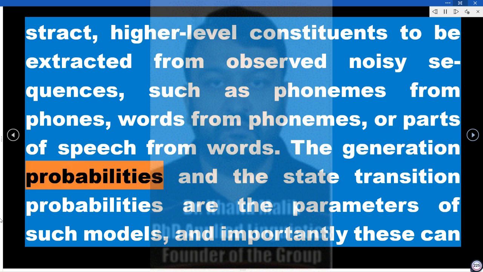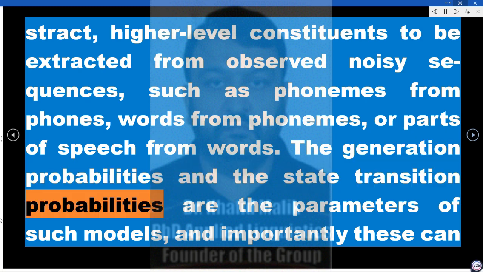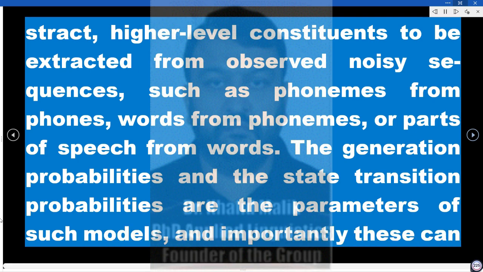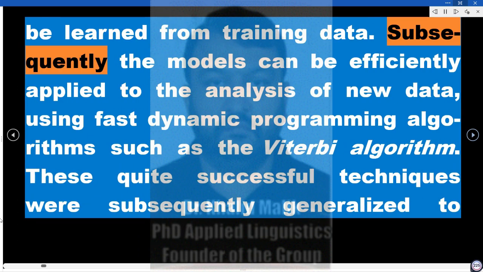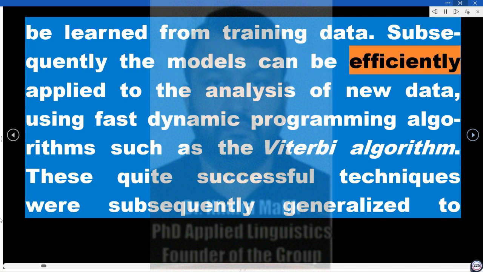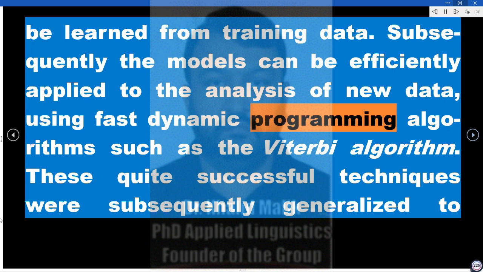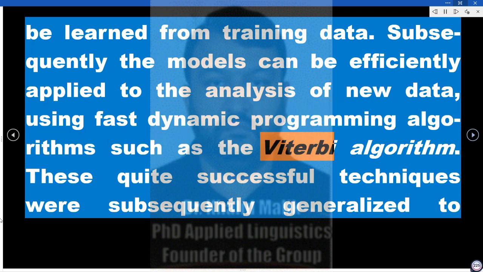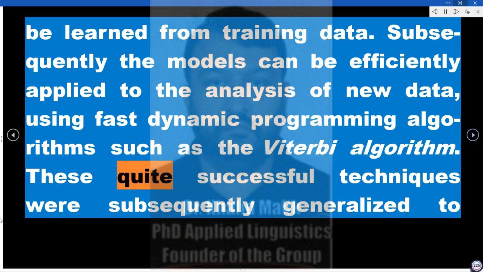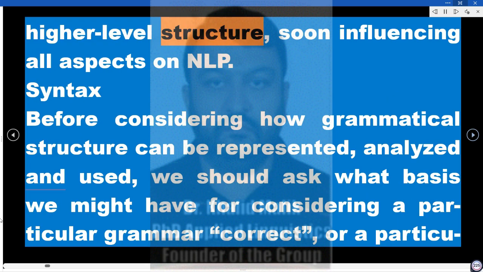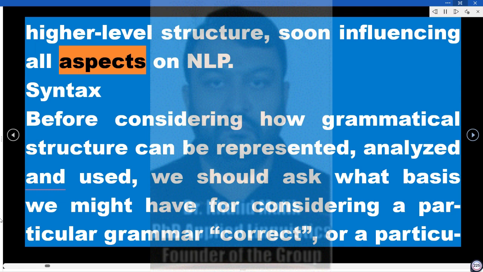The generation probabilities and the state transition probabilities are the parameters of such models, and importantly these can be learned from training data. Subsequently, the models can be efficiently applied to the analysis of new data, using fast dynamic programming algorithms such as the Viterbi algorithm. These quite successful techniques were subsequently generalized to higher-level structure, soon influencing all aspects of NLP.